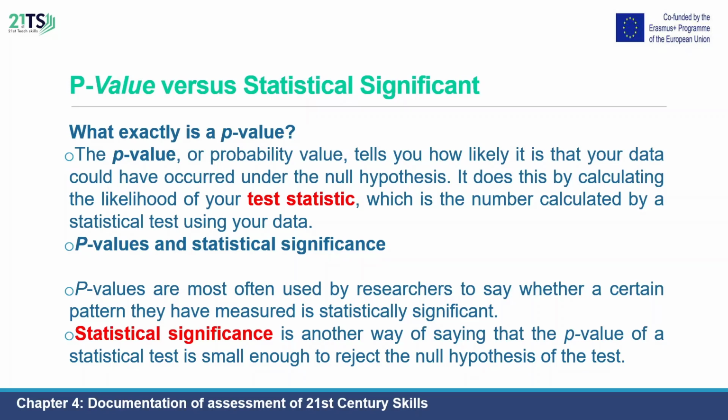What are the differences between p-values and statistical significance?